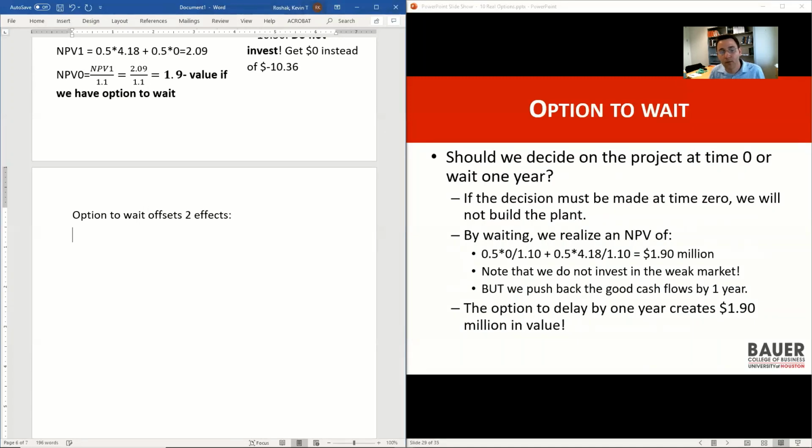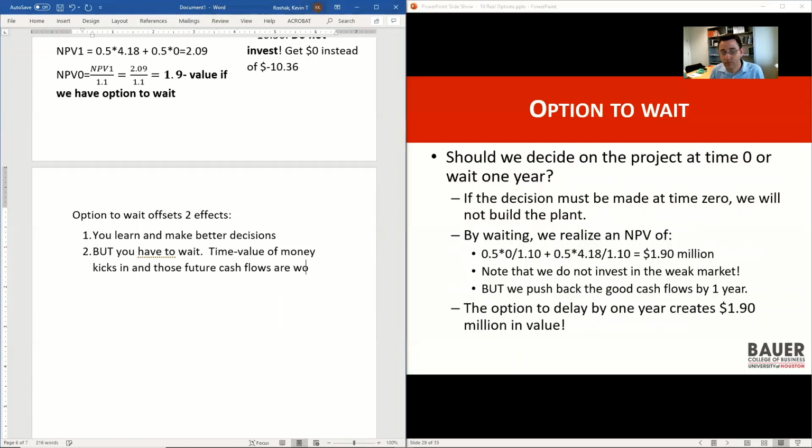There's two things going on when you're waiting and learning. The first, which is kind of intuitive, is that you learn and you make better decisions. That helps your valuation. However, the second effect is that you have to wait. That means that the time value of money kicks in, and those future cash flows are worth less to you.